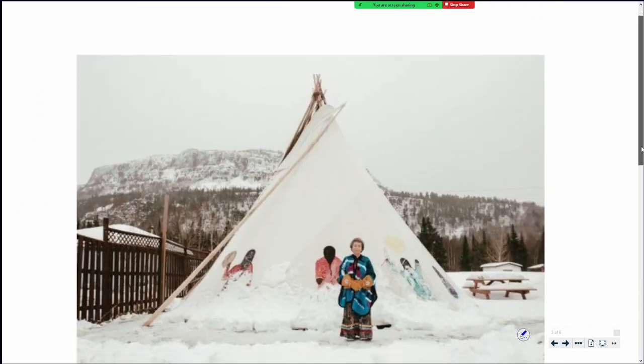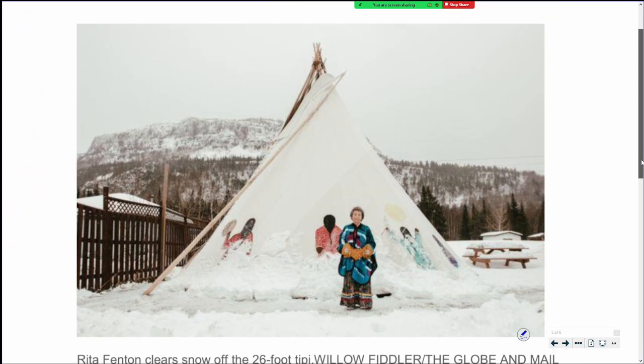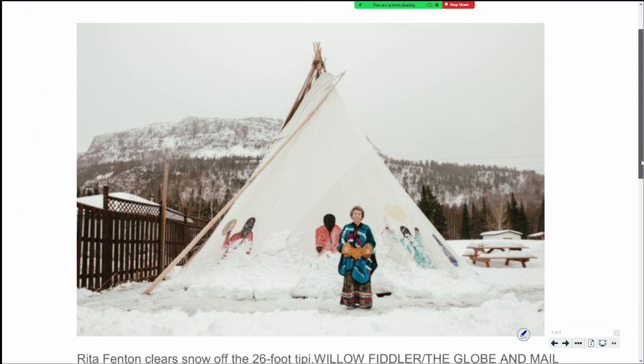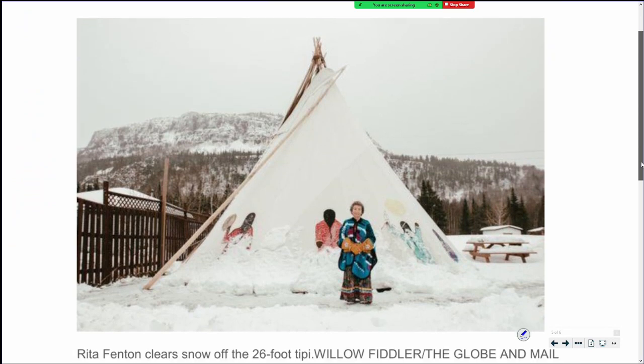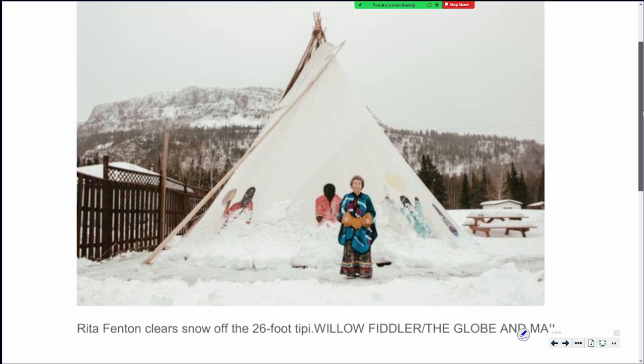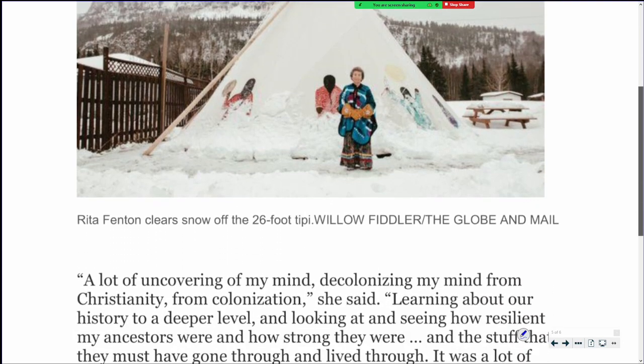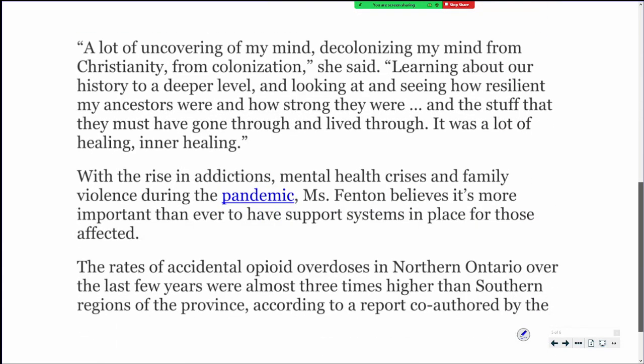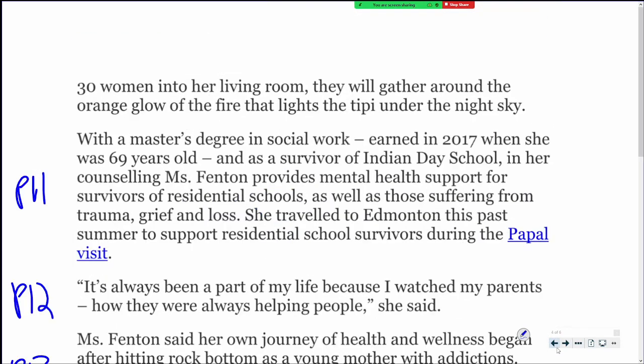There's a really kind of stunning photograph of Rita Fenton standing in front of the teepee as she's clearing snow off of it, and we can see... I'm forgetting the... I'm going to go back just to make sure I get that right.